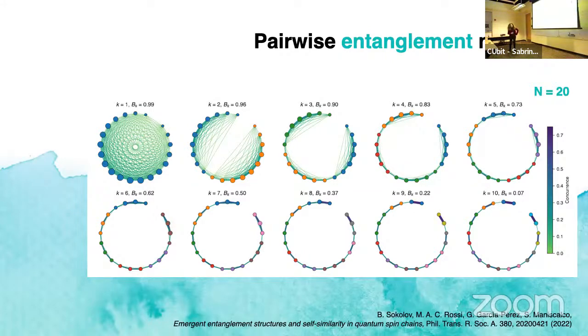Imagine this as a visual representation of the ground state for different values of BK. Here, BK equal to 0.99 is very close to B equal to 1, so it's very close to the phase transition, and you have a fully connected network. Again, it seems rather homogeneous. But as you move towards the value B equal to 0, you see how the topology of the network is changing. There are really different structures.